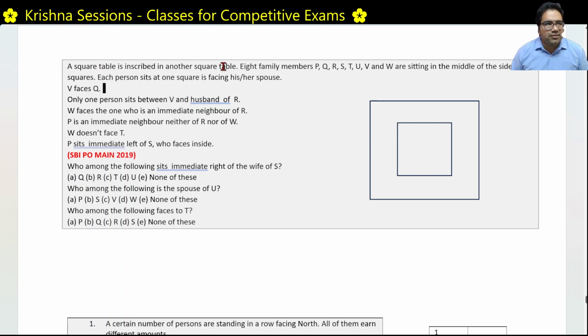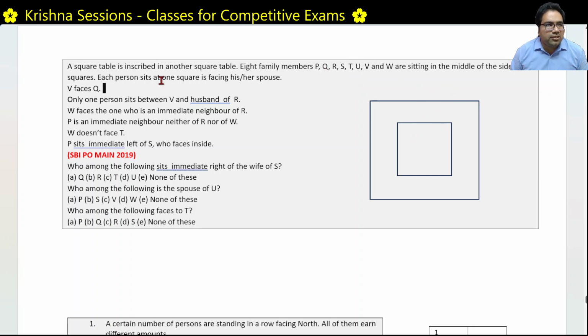A square table is inscribed in another square table. So one square table inside another square table. 8 family members PQRS TUVW are sitting in the middle of the side of the squares. That means one is sitting here, another is sitting here, and so on, at the middle of the sides. Right? They are sitting like this. It is not necessary that PQRS is outside and TUVW is inside. Nothing like this. Anyone can sit anywhere.